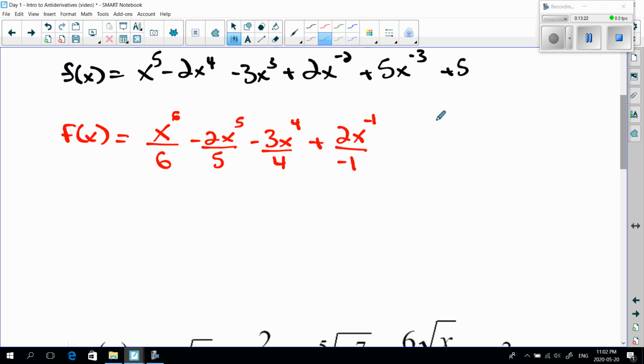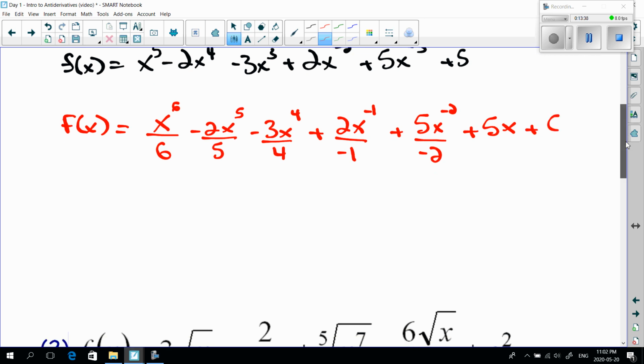Divide by that new exponent. Add 1 to the negative 3 gives you negative 2. Divide by that new exponent. And the antiderivative of a constant is 5x. Don't forget your plus c.